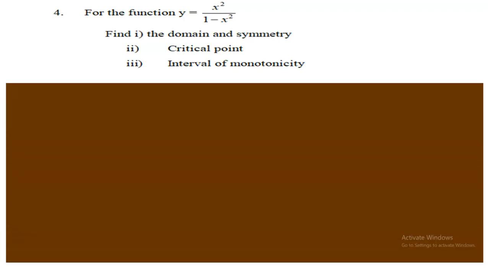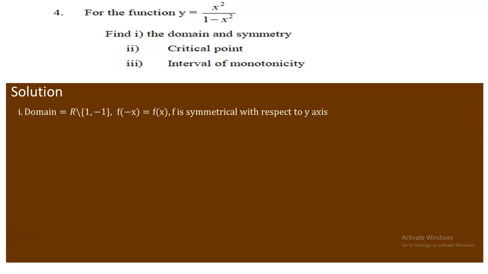In order to answer this, what you need to do is this: the domain of a function is nothing but the set that makes the function defined. So you are free to take any number in place of x except those values that make the denominator 0, right? So 1 minus x squared is 0 when x is either 1 or minus 1, right? So the set of all real numbers except 1 and minus 1 is the domain of this function.